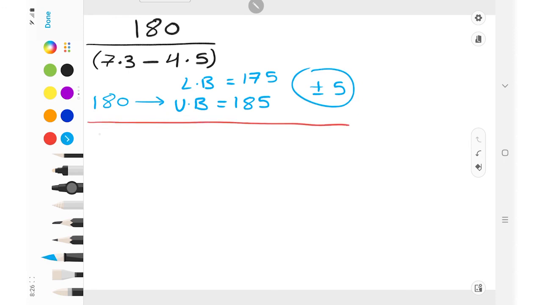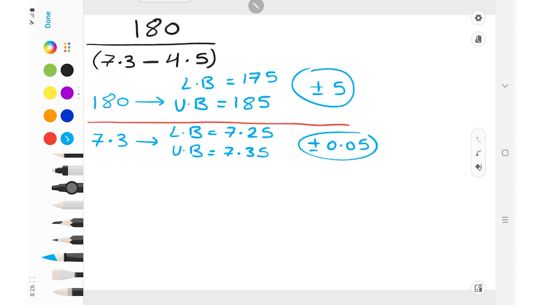Okay. My 7.3. We did it before. One decimal place, 0.05. 7.25. And my upper is 7.35. Plus minus 0.05. Okay, 4.5. We did it before this question. It was 4.5, right? Yes. So 4.5, it is the same as the previous example.